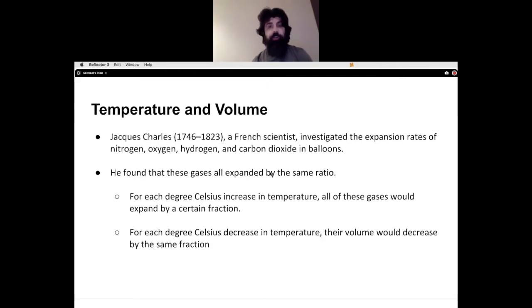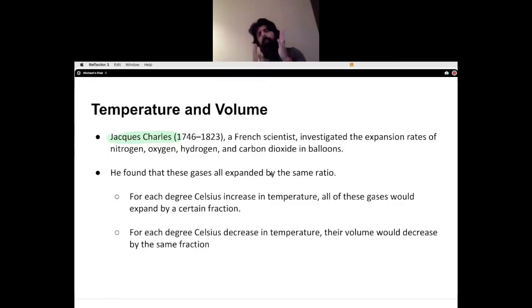So temperature and volume, the scientist involved here was Jacques Charles, or just worry about Charles. I don't care about any of the dates on the multiple choice. I never give that kind of stuff, so don't worry about the dates. But he looked at temperature and volume. Remember, Boyle looked at pressure and volume. Charles, on the other hand, is looking at volume and temperature.